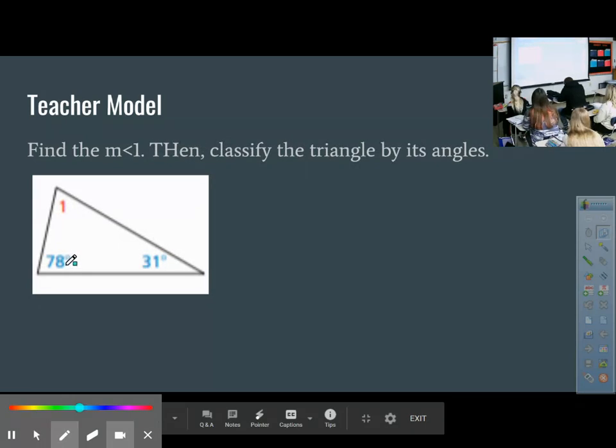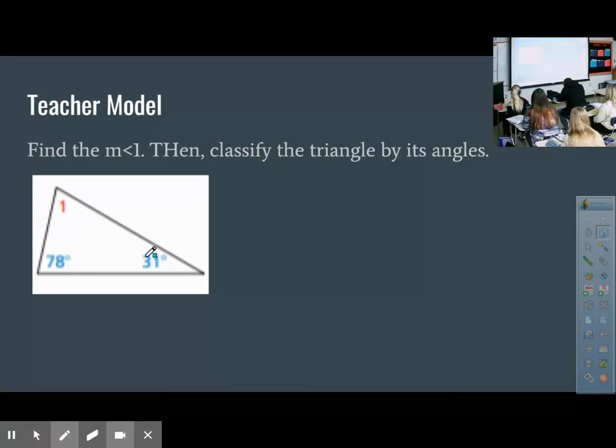All right, so I noticed that this one's 78 and this one's 31, and I need to find this angle here. Okay, well, these are all interior angles, so I know from the triangle sum theorem that they have to add up to equal 180.